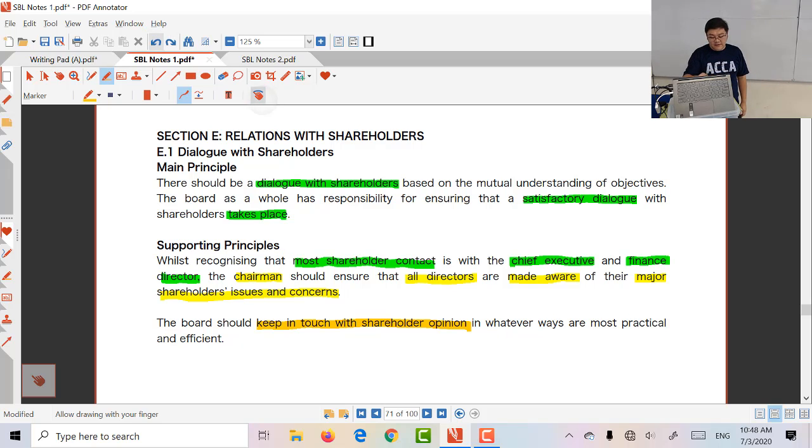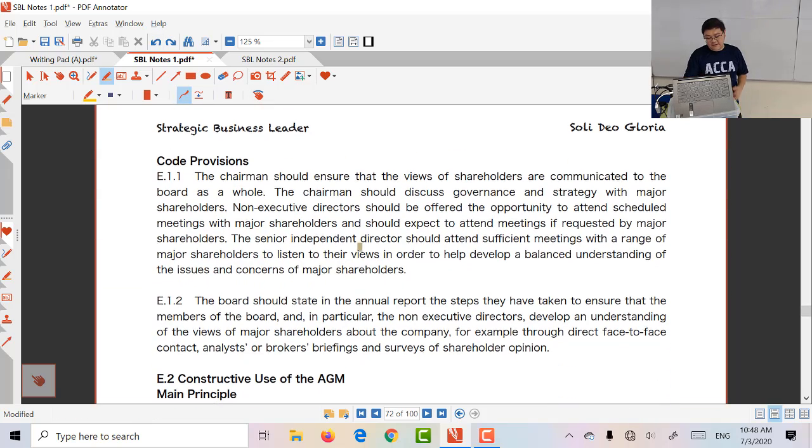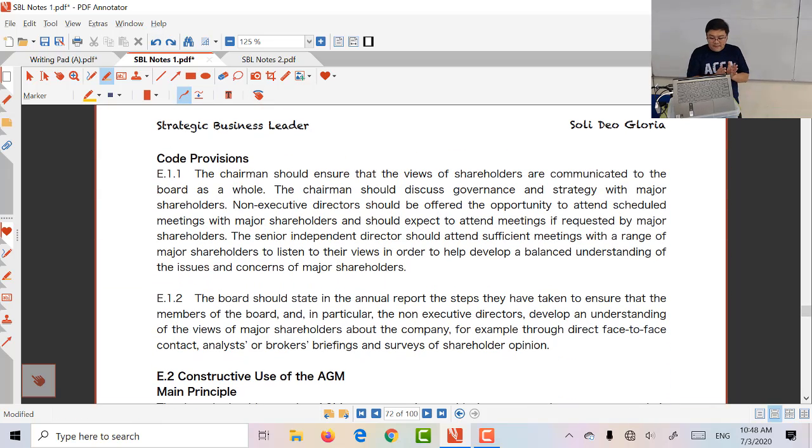Okay, now if you go to the next page, you can see they give some suggestion. Okay, let's look at provisions of the code. They say chairman should ensure views of shareholders are communicated to the board. I've said that to you. Chairman should discuss governance and strategy with major shareholder. You're told to do that, okay?